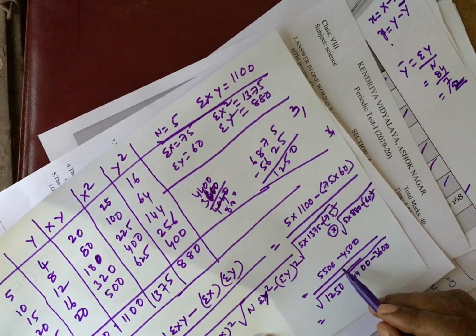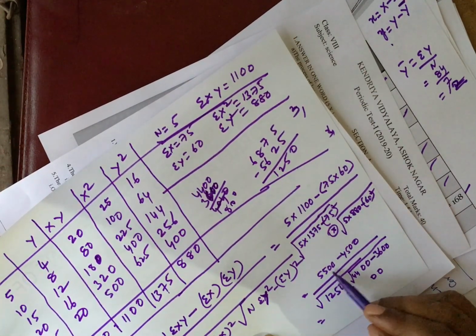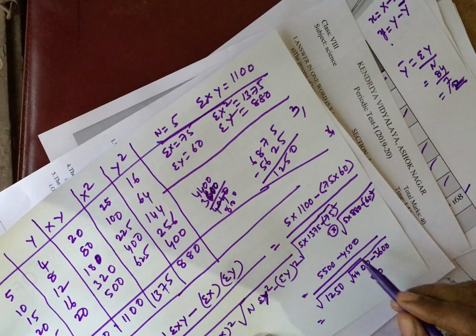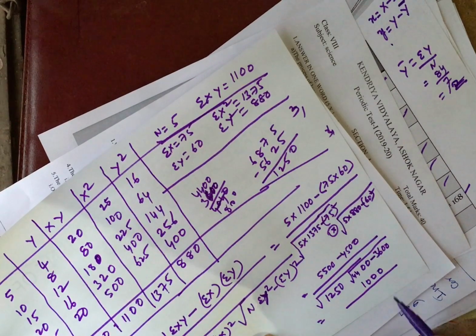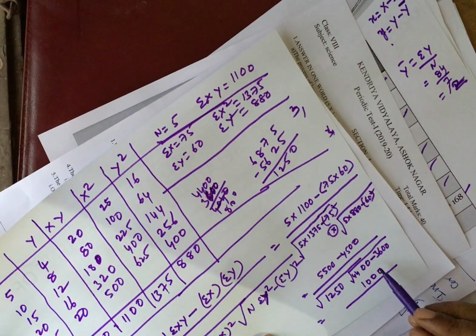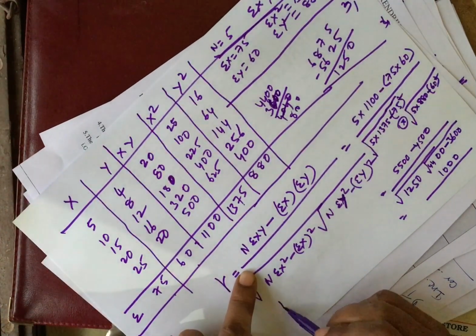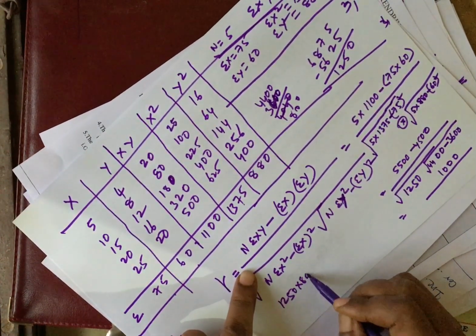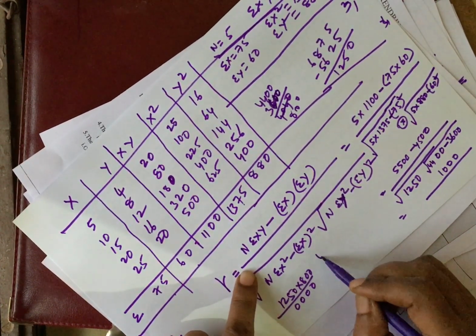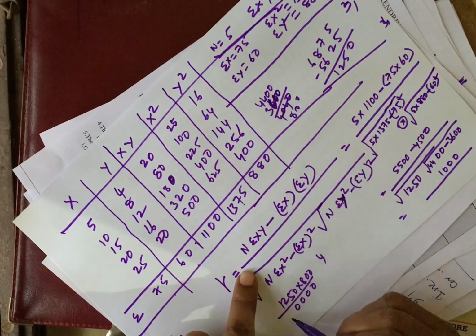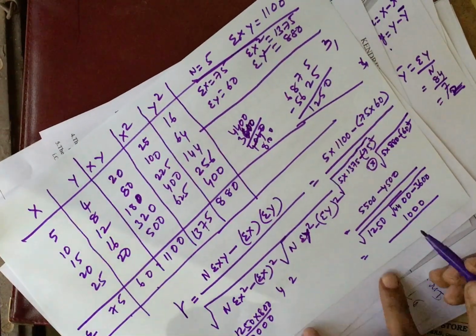Coming here, 5500 minus 4500, 1000, divided by, now here the difference you see: 800. So here 1250 into 800, how much? 1,000,000. So this is what you are getting.